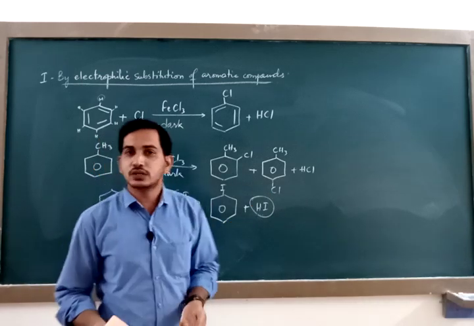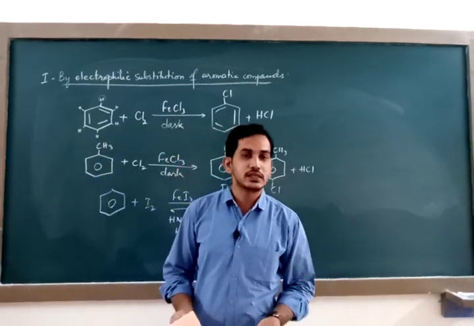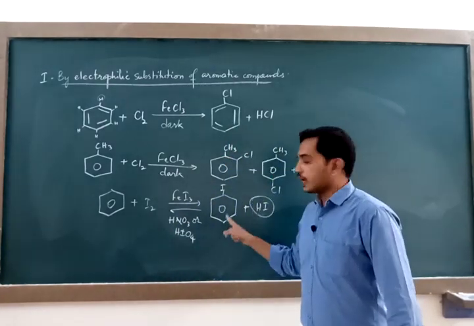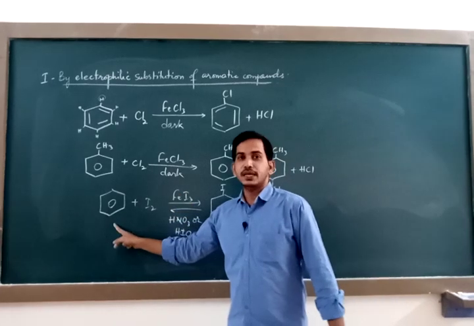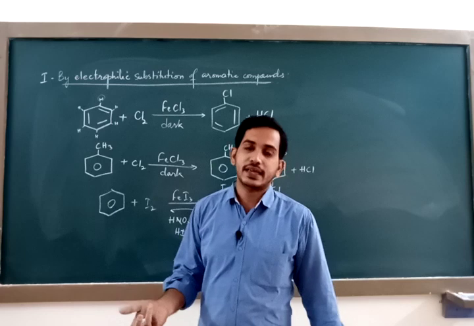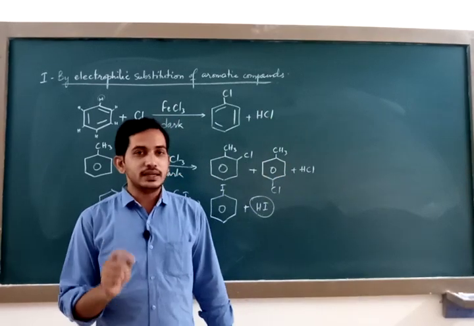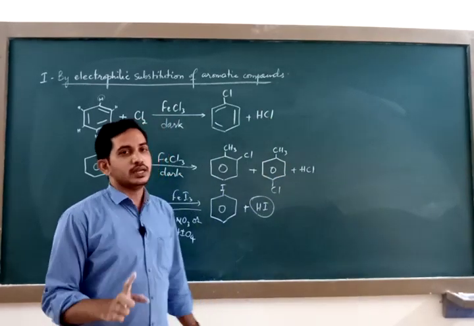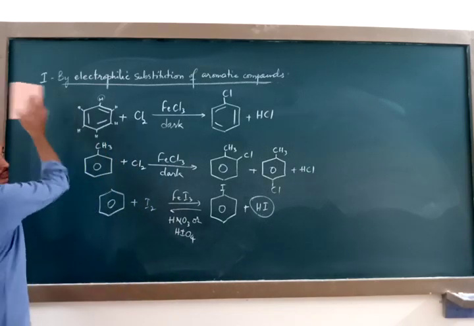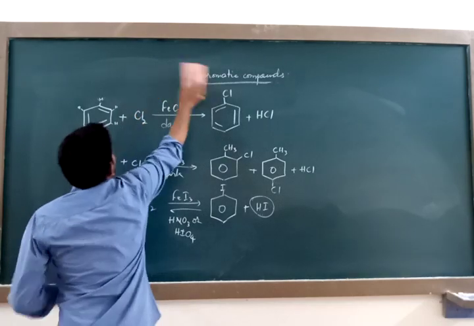What happens if hydrogen iodide is not removed during the reaction? Hydrogen iodide is a very strong reducing agent. It reduces iodobenzene back into benzene. To avoid this reaction, name any oxidizing agent that can be added. It should be nitric acid or iodic acid or periodic acid, HIO4. This was the first method. The second method.